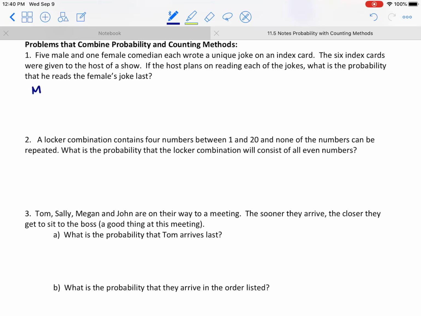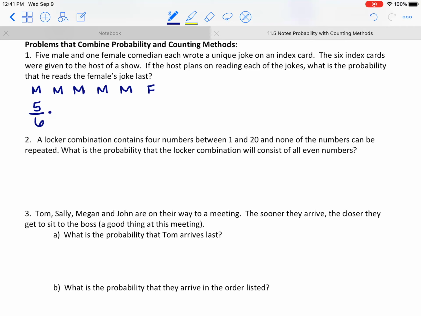So this means we want a male joke, a male joke, a male joke, a male joke, 1, 2, 3, 4, 5, all 5 of those male jokes to go first, and then the female joke to go last. So there are 5 male jokes, or 5 male comedians out of 6 total, right?